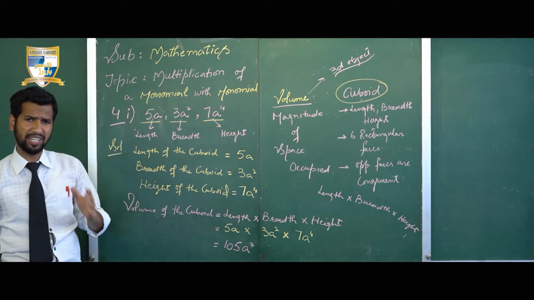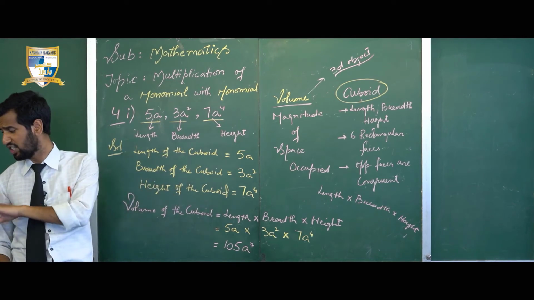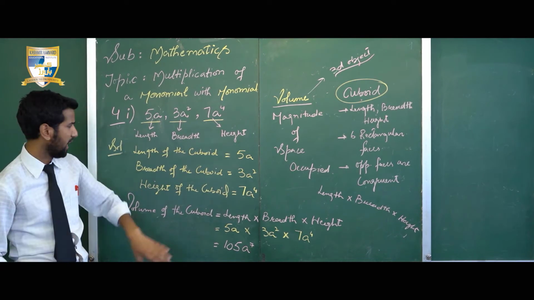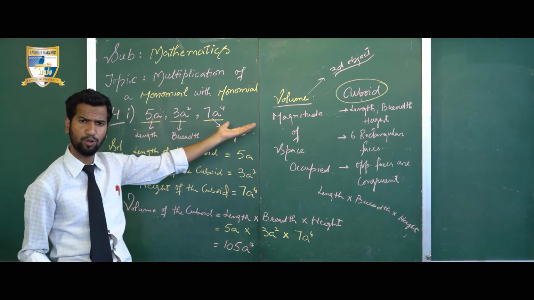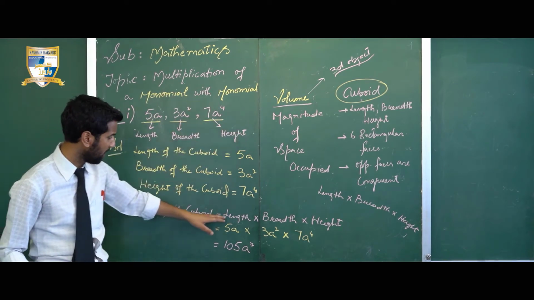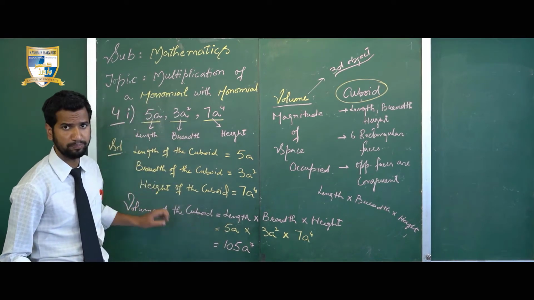Rest of the parts are very easy. You are going to follow the same procedure. You have 3 monomials in each and every part here in question number 4. And let the first monomial be length, let the second monomial be breadth, and the third monomial be the height. And then you are going to multiply them with each other. You are going to get your volume.